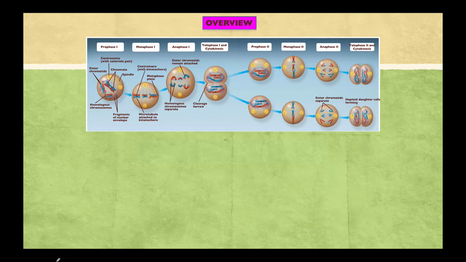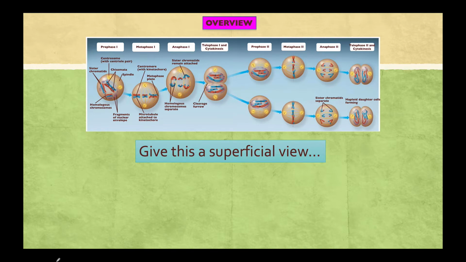All right, everybody. Here's where we talk about meiosis. All right, let's give this picture a superficial view for a second and take a look and see what's happening here. So clearly we have a beginning and we have an end. And you can kind of see what is happening as we progress along these blue arrows.